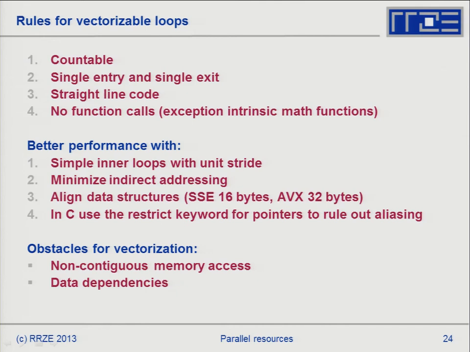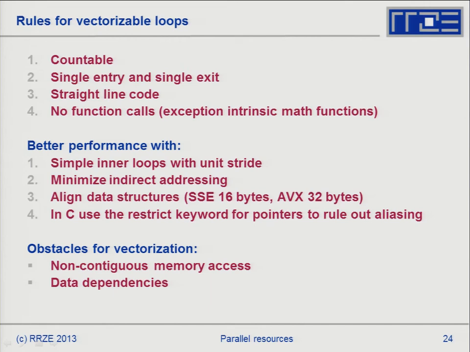Data structures should be aligned, especially on architectures which require strong alignment. Xeon Phi is the prominent example. Xeon Phi is really something where you have to take care of alignment. For Sandy Bridge or even Westmere processors, it's not that important anymore to use proper alignment. And of course, the pointer aliasing issue is a showstopper.